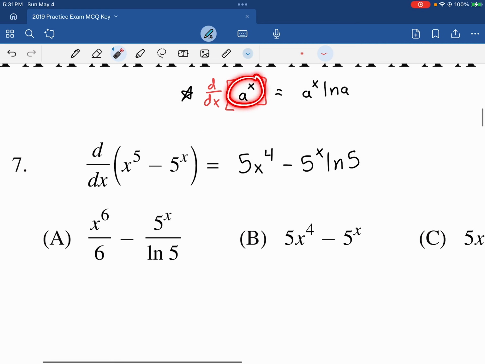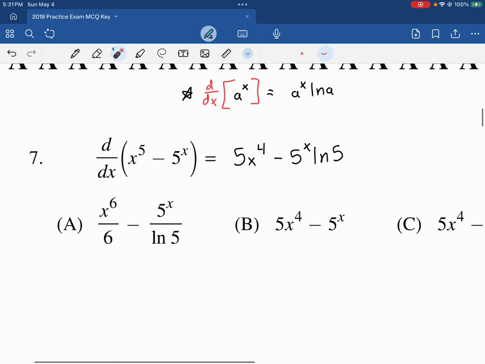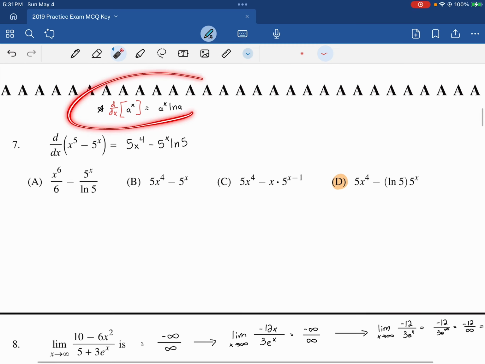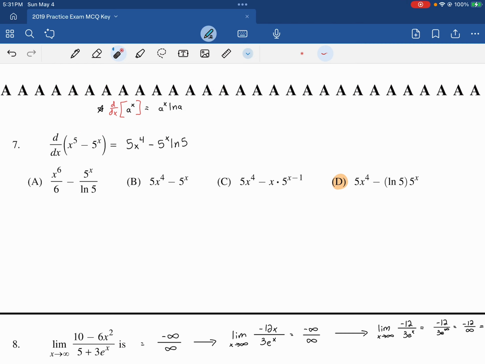The derivative of some constant a to the x is that constant to the x times the natural log of a. We derived this once we started to use the chain rule together in class. Really, all you have to do is rewrite this and then put the natural log of that constant, and you pick choice D. But I think with us not using this one as often, I wouldn't say this is a layup. I called this a 3-point shot.